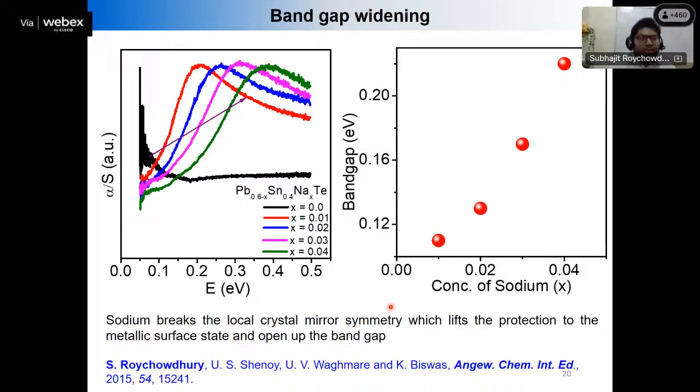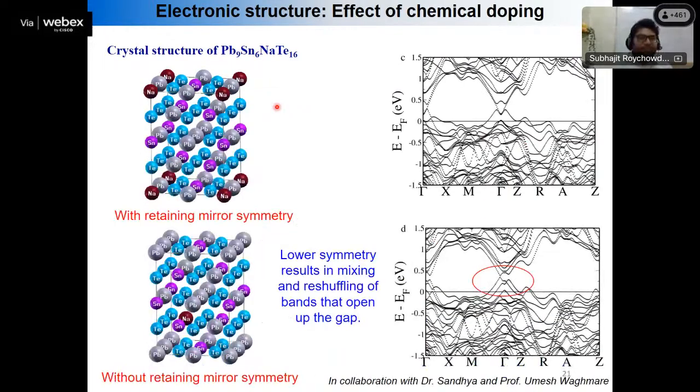With this motivation, we chose sodium as a dopant. Now, this is the most important result. You see here, the black curve is the band gap of the PbSnTe material, and you can see there's no gap. But as soon as we dope sodium, you can see there's an enhancement in the band gap. What does that indicate? That means whatever we thought, that chemical doping can break that mirror symmetry and open up the gap, actually sodium is doing that. Now to confirm that, we did theoretical calculation, with Professor Webb.